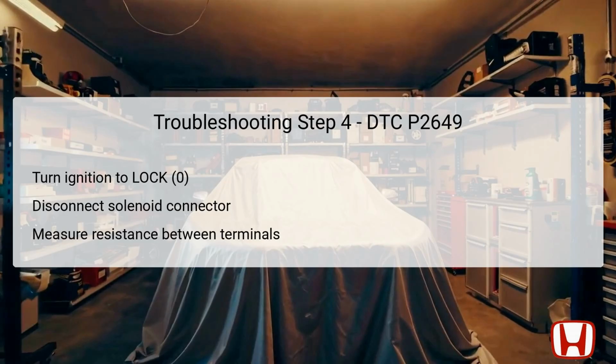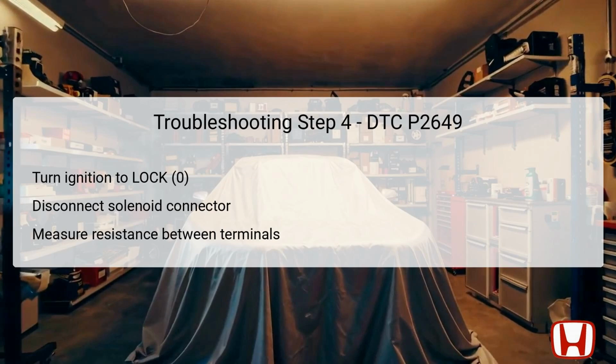Always ensure to perform these actions with the ignition off to prevent any electrical shorts or accidental damage. Following the disconnection, measure the resistance between the two terminals of the solenoid's 2P connector. Ideally, you should find a resistance between 14 and 30 ohms when the solenoid is at room temperature. This measurement is critical for determining whether the solenoid is functioning within its expected parameters.